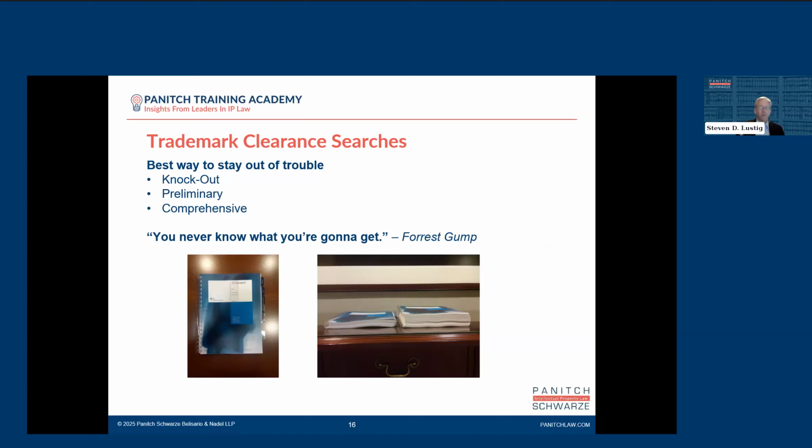Next one is preliminary. This is what we call an in-house search, where we look at the risks based on what we can do sitting at our desks. Finally, there's comprehensive. This is the holy grail of trademark searches. This is where we hire an outside vendor. We get reports. They're all computerized now, but in the old days, they looked like what you're looking at there with the pictures. And you can see, especially with the picture on the right, some search reports were thin, some were thick, but it's like Forrest Gump's mother used to say, it's like a box of chocolates. You never know what you're going to get.